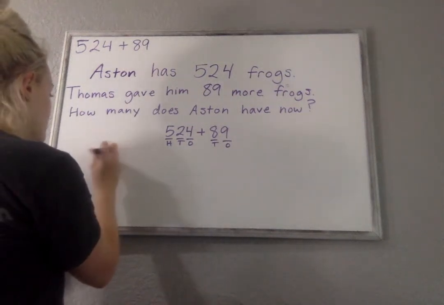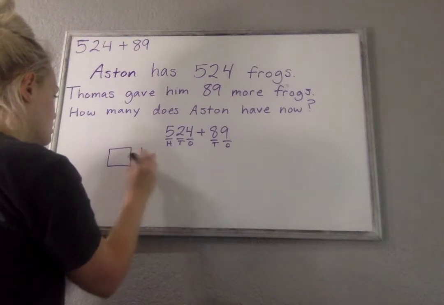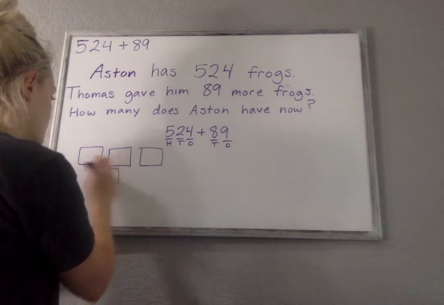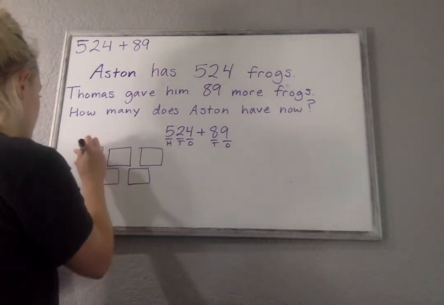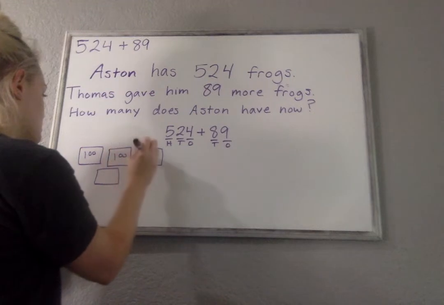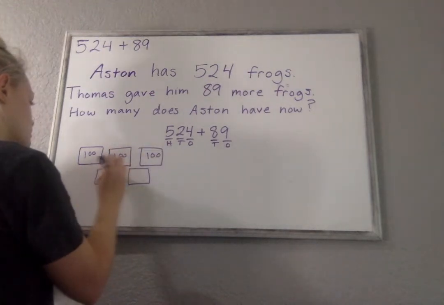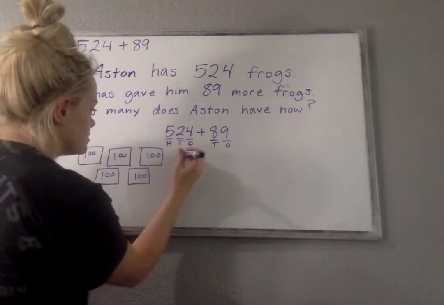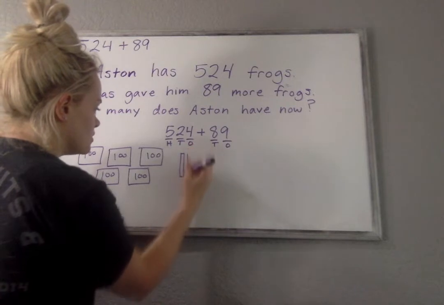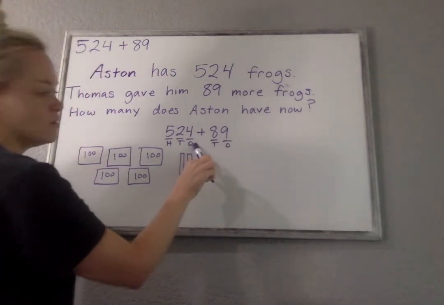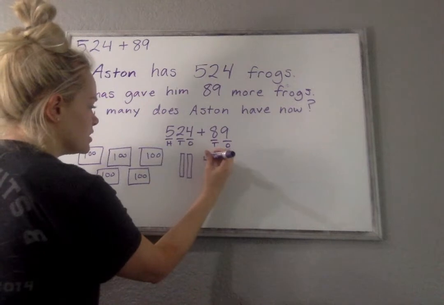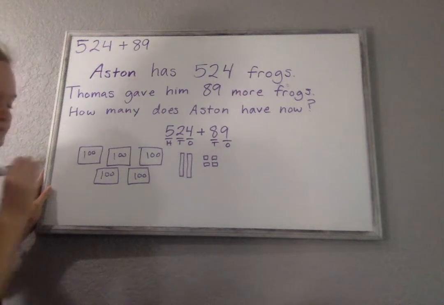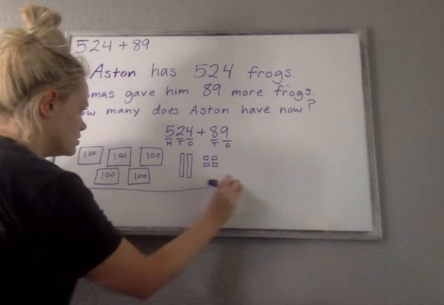So I know I have 1, 2, 3, 4, 5 hundreds blocks. Okay, so I have that. Then move over here. I have 2 tens. And then I have 4 ones, or little teeny tiny blocks. 2, 3, 4. Okay. Now I'm going to draw my line under it.